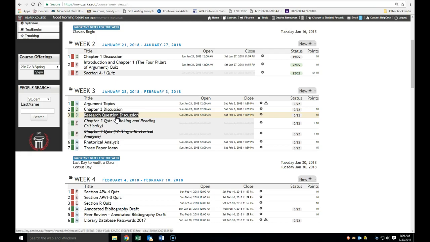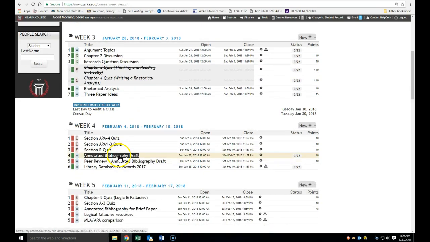Once you have your idea started, then it's time for research, and that's where the annotated bibliography draft comes in, and you need 3 sources. All right, I'm sure I'll check back in with you later this week about the annotated bibliography.